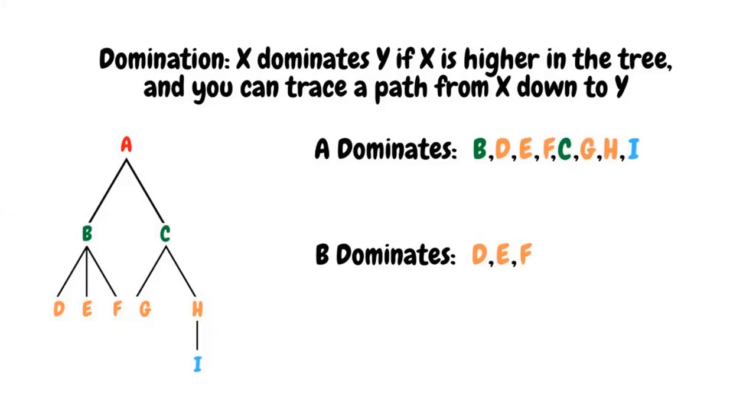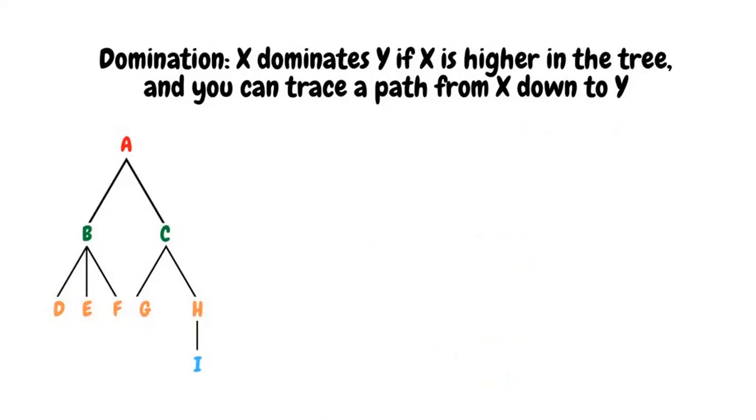Okay, what does G dominate? G dominates nothing. And you know the symbol, which is phi, we use it in mathematics to indicate that there's nothing included. So there's nothing below G that it can dominate. G is a terminal node, therefore it does not dominate anything.